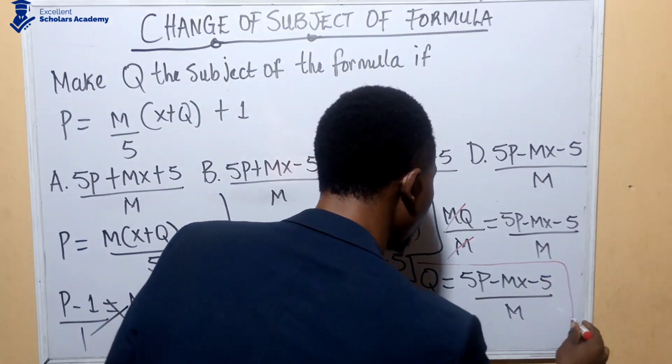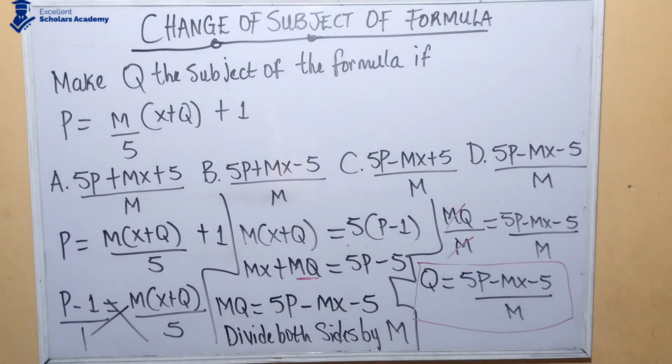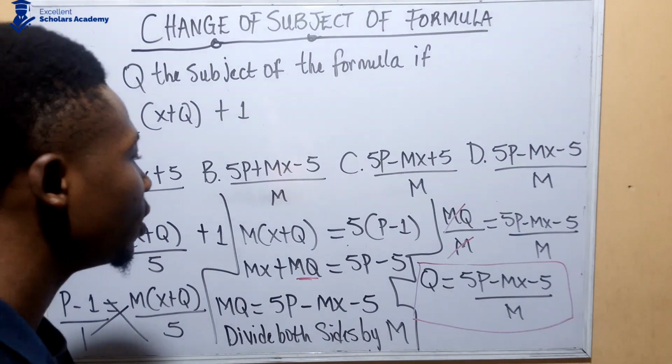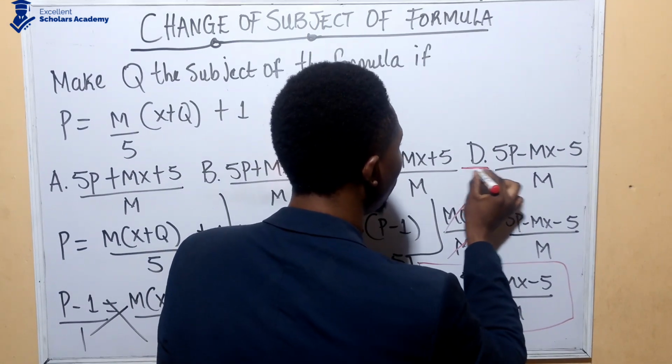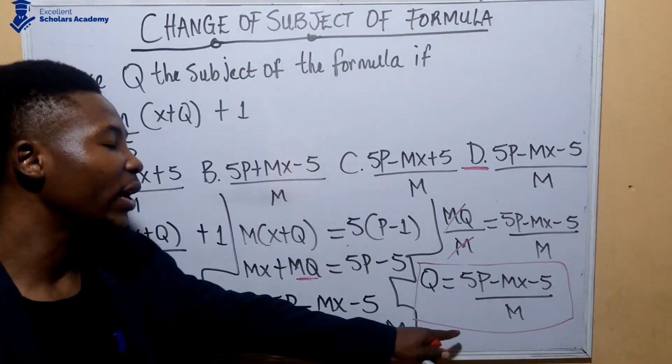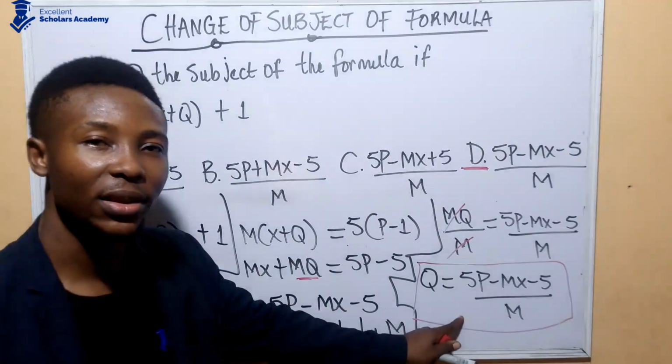When you make Q the subject of formula, this is what you're going to have. Now, which of these options falls into this? That should be option D. Option D, all right, is the correct answer. So when you make Q the subject of formula from this, we're going to have this.